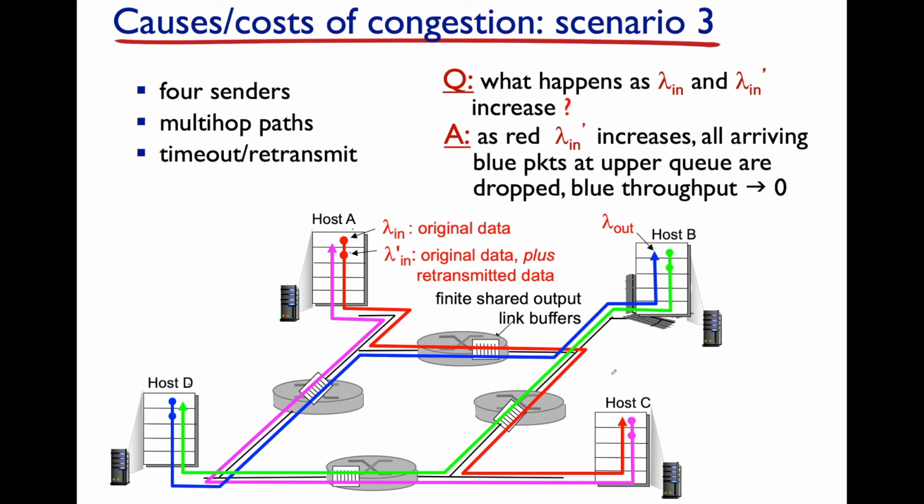So if we look at this relationship, if we increase lambda in and lambda in prime, that's going to have an impact on lambda out, because that increase in lambda in prime due to retransmits is going to cause the queuing delay for that top router to increase, as well as the buffers to fill up in that top router, and that's going to impact lambda out, the packets emerging on host B along the blue path from source D. And so as the red lambda in increases on the red path, all the arriving blue path packets at the upper queue are going to be dropped because of that upper router's queue filling up. So that means as you increase lambda in prime on host A, that's going to cause the throughput for that path between host D and host B to go to 0.